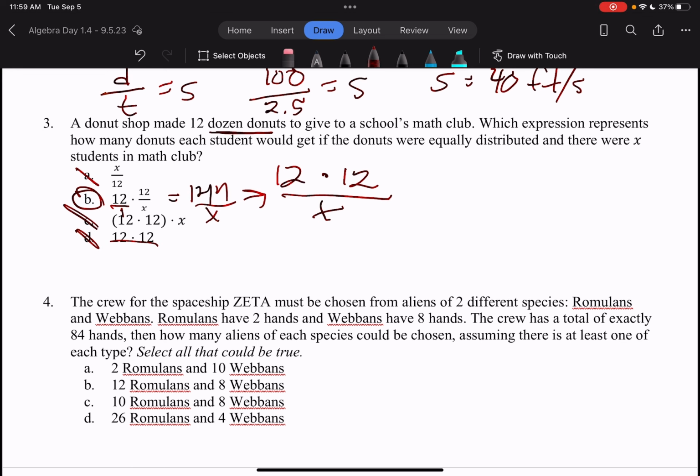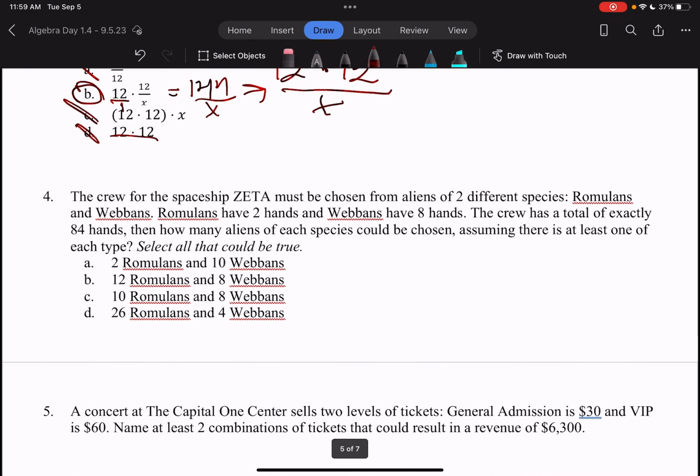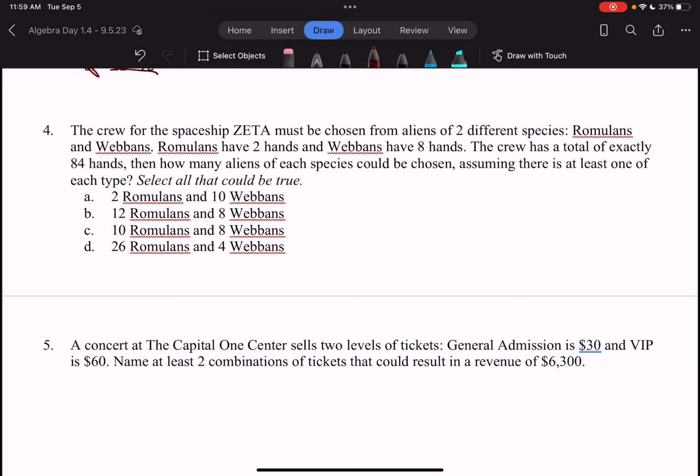All right, number 4, the crew for the spaceship Zeta. Look at all this red underlining because it's fake names. The Romulans and the Webbins. Okay, so the Romulans have 2 hands and the Webbins have 8 hands. They're aliens, okay? The crew has a total of exactly 84 hands. Then how many aliens of each species could be chosen, assuming there is at least one of each type? Select all that could be true.